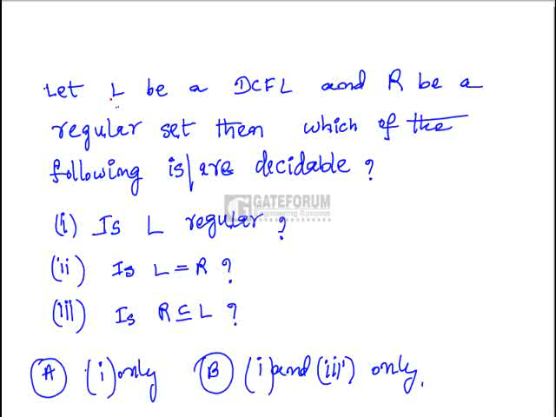Is R a subset of L? If you want to find out whether R is a subset of L or not, first of all we must be able to find the intersection of R and L. There is no procedure to find the intersection for the DCFL and the regular language. So that is why 2 and 3 are not decidable, but only 1 is decidable. So option A is the correct option here, because is L regular is the only decidable one.